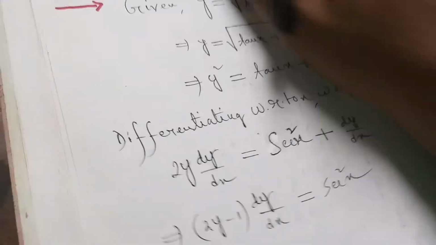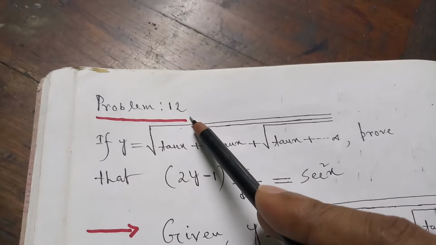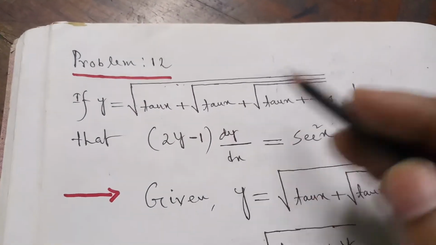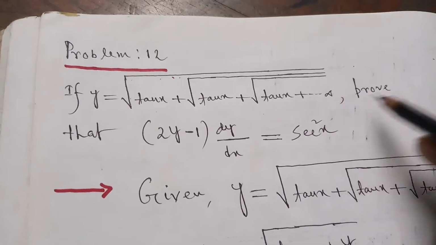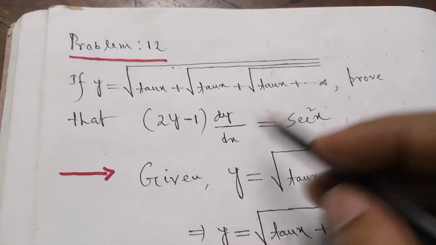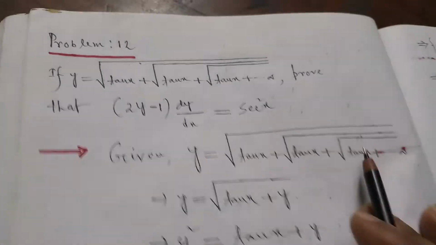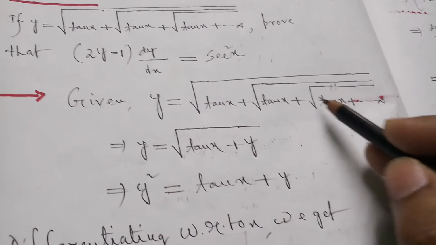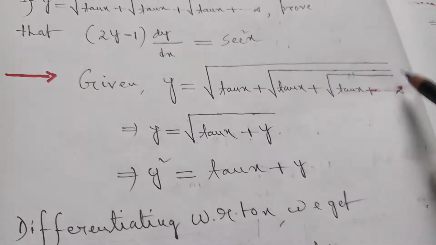So now go to the next problem. Similar problem, problem number 12, sorry. If y equal to root under tan x plus root under tan x plus root under tan x plus dot dot infinity, then prove that 2y minus 1 dy dx equal to sec square x. Similar problem, it's given y equal to root under tan x plus root under tan x plus root under tan x plus dot infinity. This should be your y, put it here.